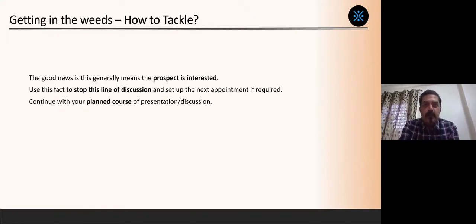But it also means that the prospect is still engaged with you. He is talking to you. He is asking you a question, which means he is interested. But this line of conversation is not going to help you in getting your objectives fulfilled. So you need to quickly arrest that deviation at that point of time and plan to get back to your course of conversation.